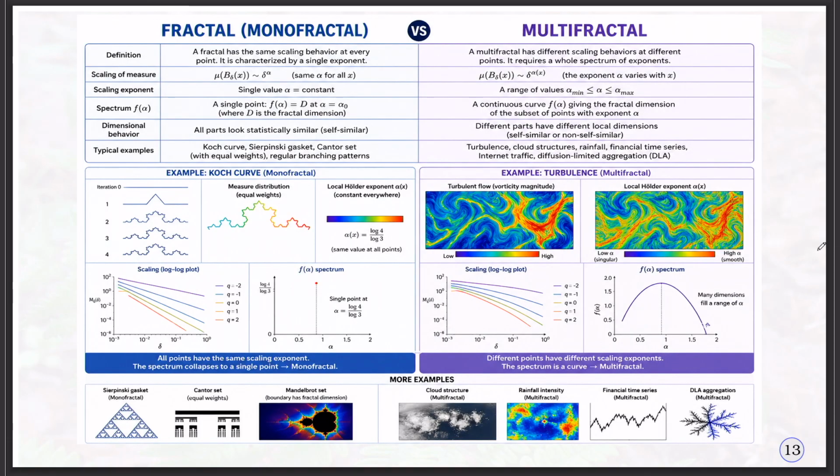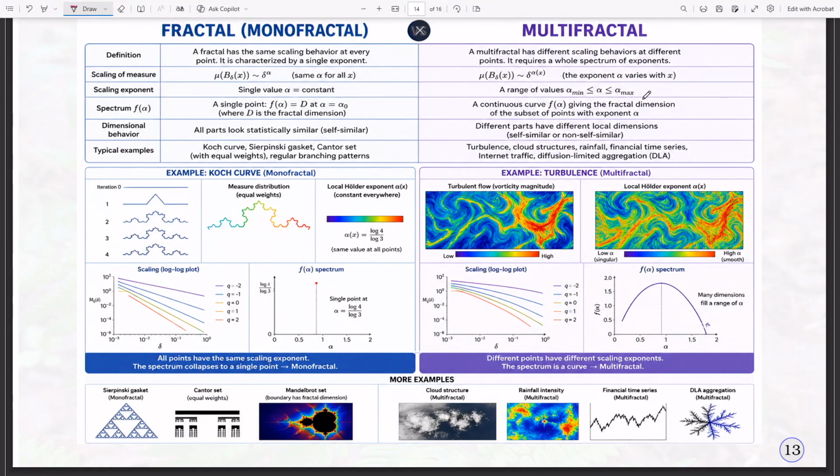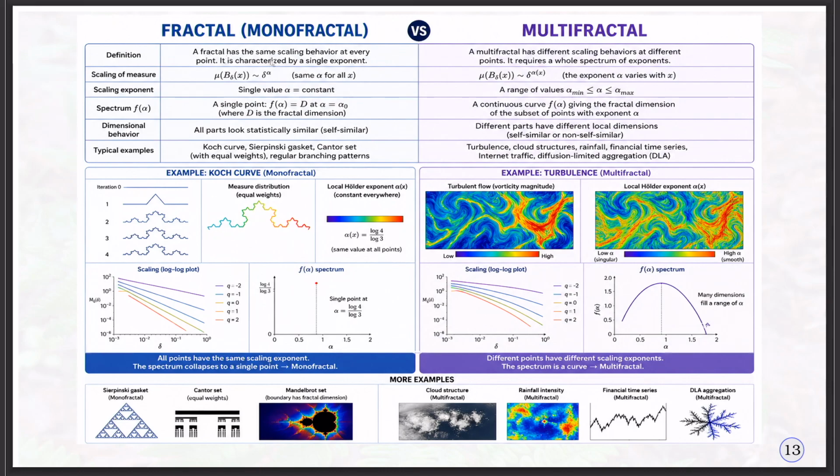Let me give the comparison between the fractal and the multifractal here. A fractal has the same scaling behavior at every point. It is characterized by a single exponent in the monofractal case. In the multifractal case, a multifractal has a different scaling behavior at different points. It requires a whole spectrum of exponents. For the fractal object, a single exponent is enough. If the points are non-uniform, then the multifractal has a different scaling exponent at different points. It requires the whole spectrum of exponents.